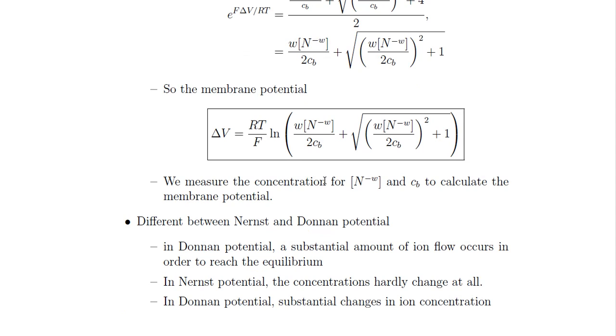Okay, so what is the difference between Nernst and Donnan potential? In Donnan potential, a certain amount of ion flow occurs in order to reach the equilibrium. In Nernst potential, the concentration hardly changes at all, because only a certain ion can pass through. In Donnan potential, there is a sudden change in ion concentration, because B moves to A and A moves to the B compartment.